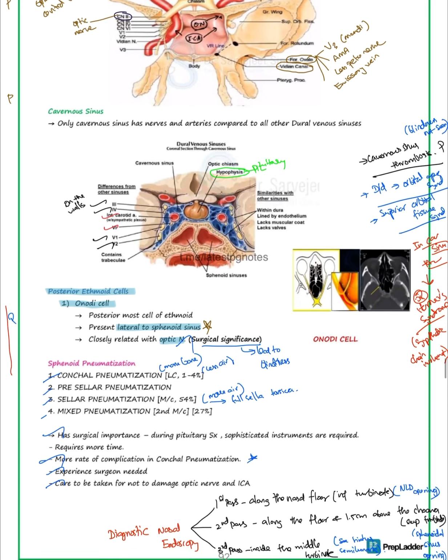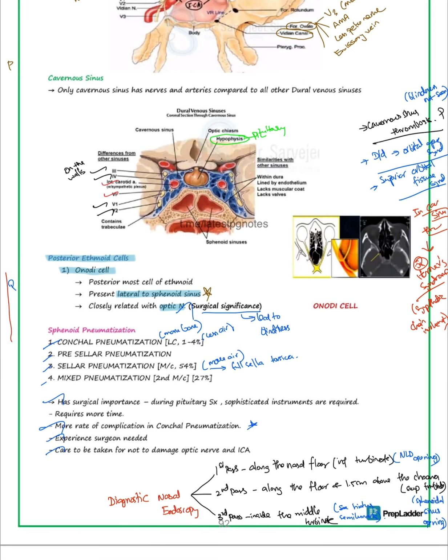Okay, guys. Then the cavernous sinus. The cavernous sinus is the only sinus which contains nerves and arteries compared to all other venous sinuses. Only two things, the internal carotid artery and the sixth nerve, travel through the central part. Others like the 3rd, 4th, then V1 and V2 of the trigeminal nerve all pass through the lateral wall of the cavernous sinus. Cavernous sinus thrombosis causes a very drastic condition as these nerves will get affected. It needs to be differentiated from orbital apex syndrome and superior orbital fissure syndrome.